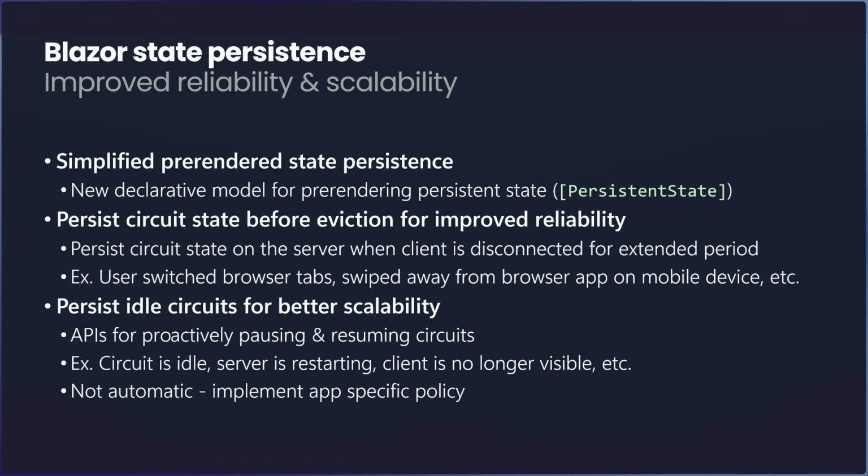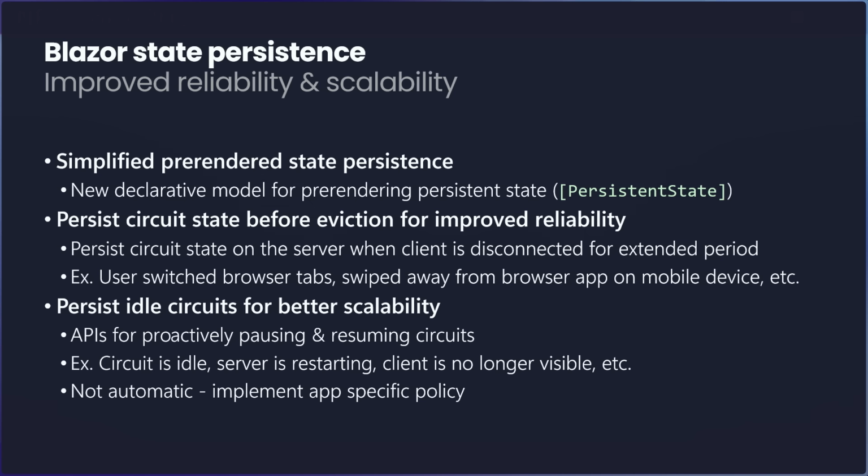One of the biggest investments that we've made in Blazor for .NET 10 is support for state persistence, which simplifies pre-rendering and also helps improve app resiliency and scalability. Blazor has a new declarative model for declaring persistent component state that you can use when pre-rendering instead of having to mess around with the persistent component state service.